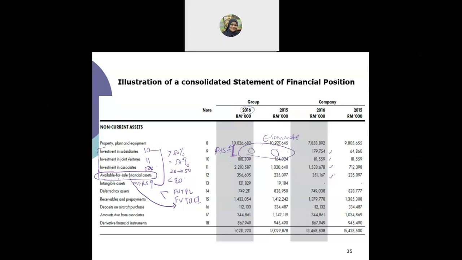So this is about the presentation or the disclosures. Any questions that you have? So this is the end of the second part of your notes in chapter 1. Any questions here? MFRS 12 only deals with disclosure, how we're going to present your investments in the financial statements.